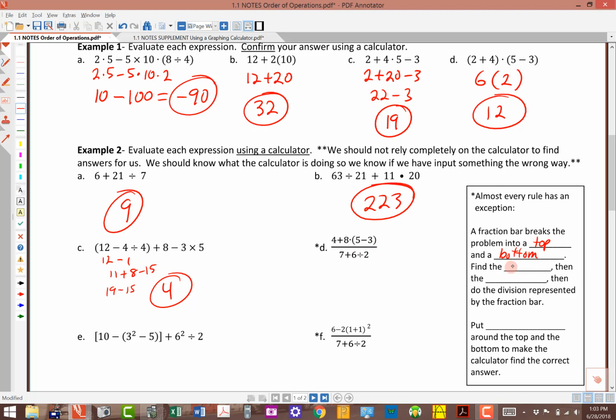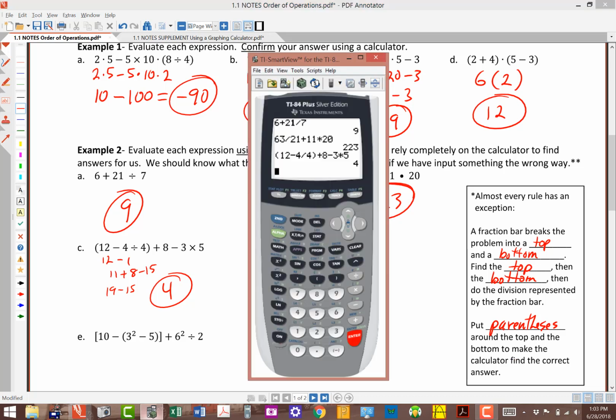So we're going to find the top, meaning find the answer to the top. Then we're going to find the bottom, meaning we're going to find the answer to the bottom. And then we're going to do the division represented by the fraction bar. And it's going to be really important to put parentheses around the top and the bottom to make the calculator find the right answer. So let's take a look at this one right here.